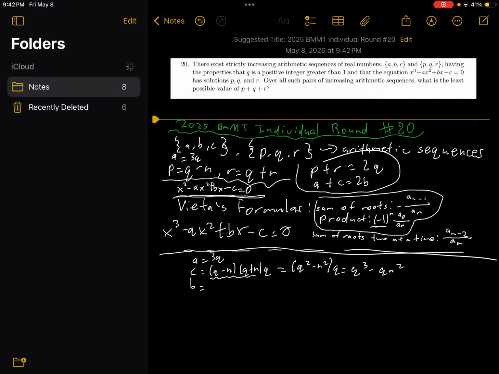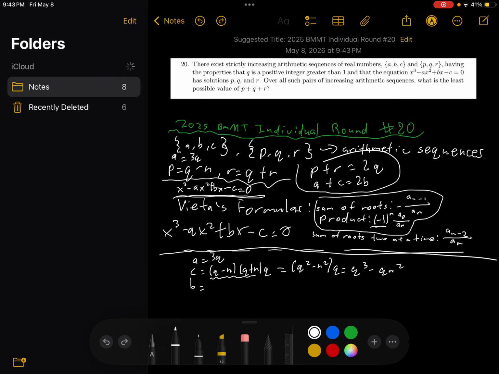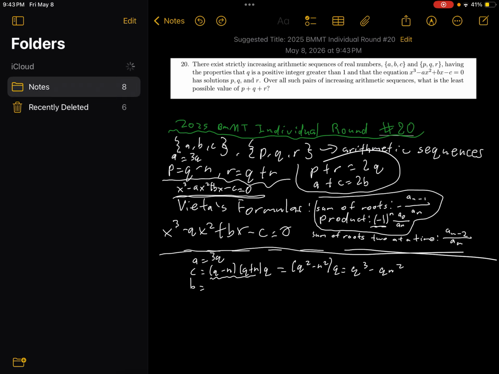Yeah, b is the sum of the roots two at a time, because that's just b over 1, which is b. And then remember, we get that B was equal to A plus C. Sorry, I meant, remember B, which is the product of roots two at a time, so we can just write the product of roots two at a time. We get q squared minus nq plus q squared minus n squared plus q squared plus nq, and summing these up we get 3q squared minus n squared.